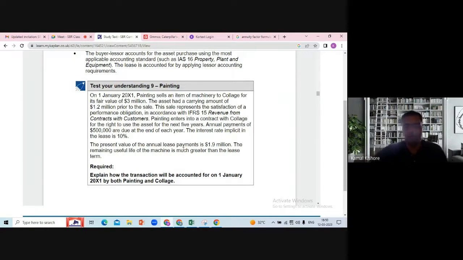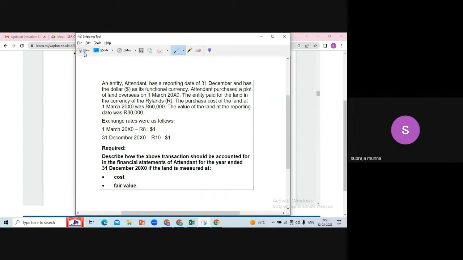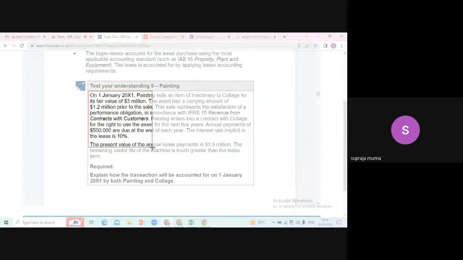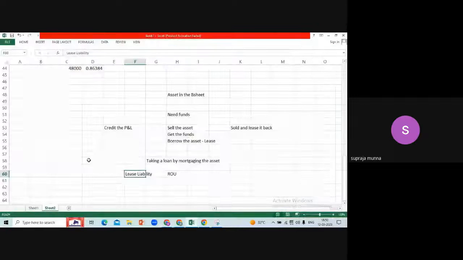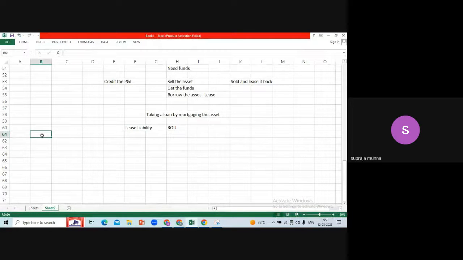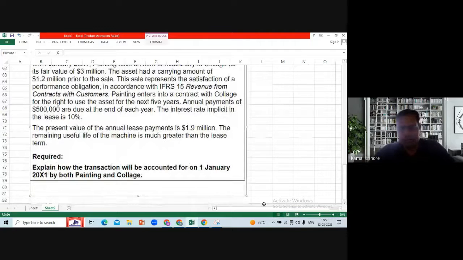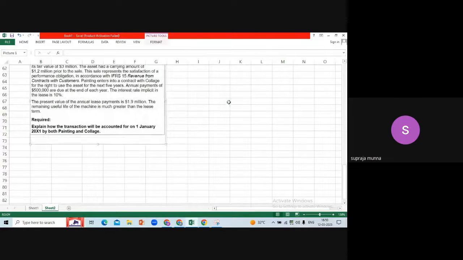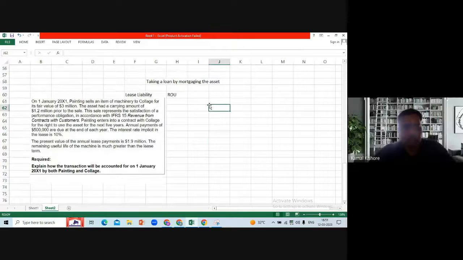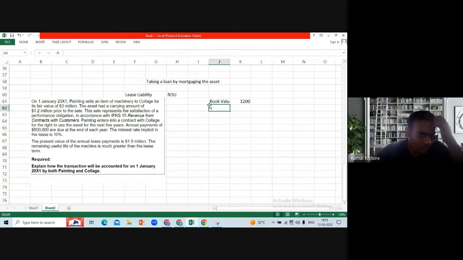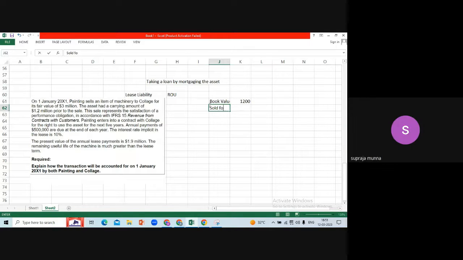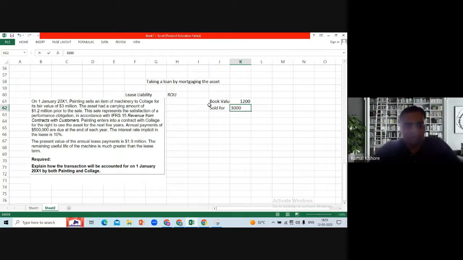Okay, so how to do that? Let us look at this, based on the ROU asset which we are going to recognize. So first thing is my book value. Book value is how much? 1.2 million, 1,200. Okay, and sold for 3,000. Now let us look at the present value of these amounts.